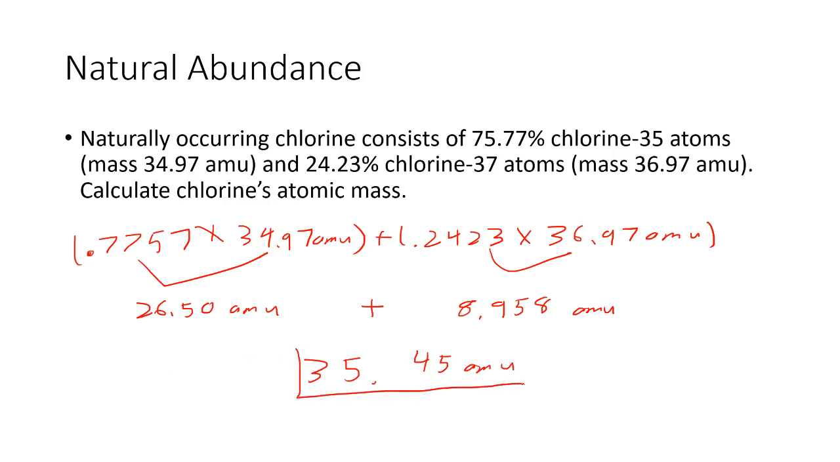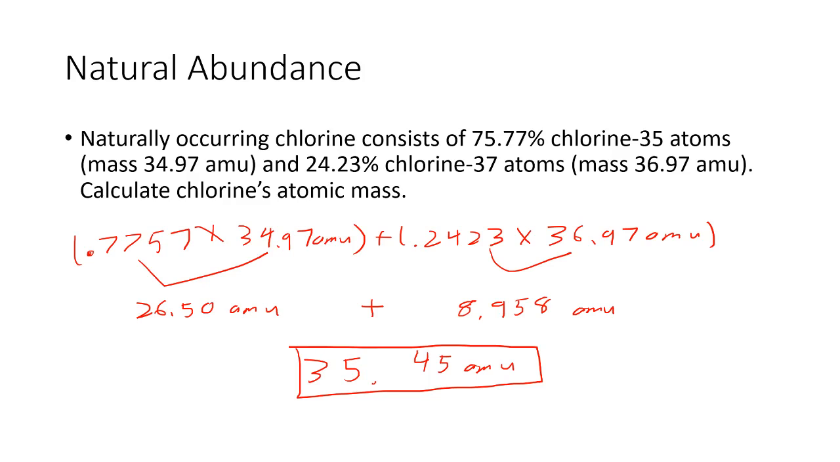Note that this is a logical answer that we might expect because the majority of our sample is chlorine-35. Therefore, we expect the answer to be closer to chlorine-35, which is 34.97, rather than closer to 36.97, since that's only 24.23% of our sample. It's also a good check to make sure the answer occurs between all of our values. If you had that the atomic mass was something like 32 AMUs or 38 AMUs, that would suggest you did something wrong, since that's suggesting the average is actually higher than the heaviest atom or lower than the lightest atom. So make sure to do that check to see that you've got a reasonable answer.